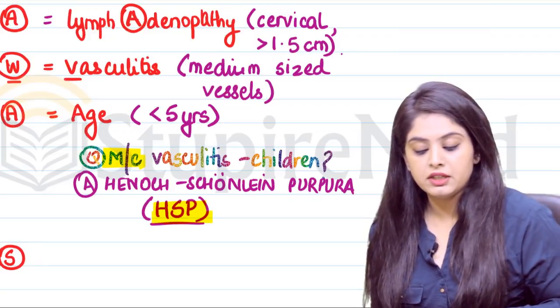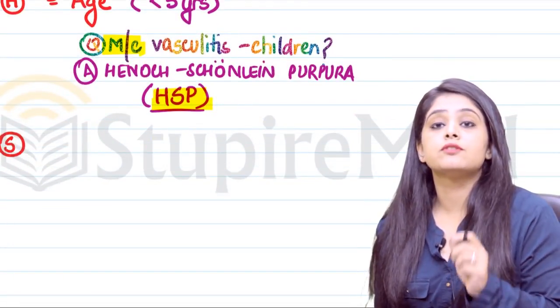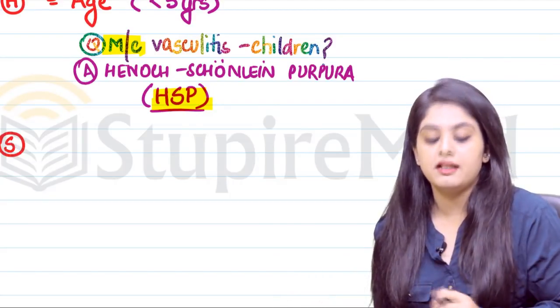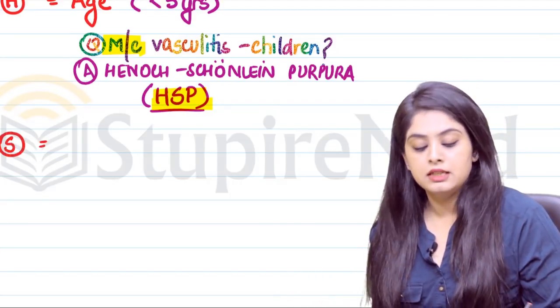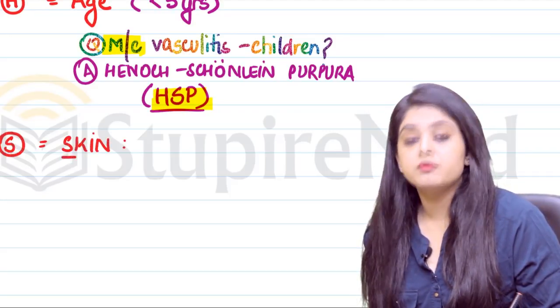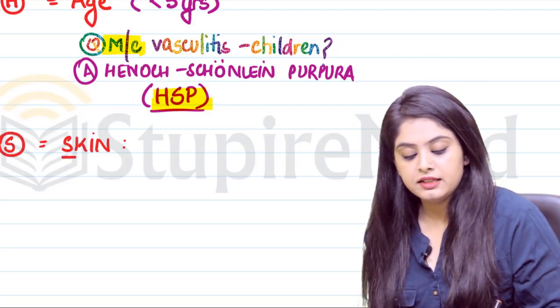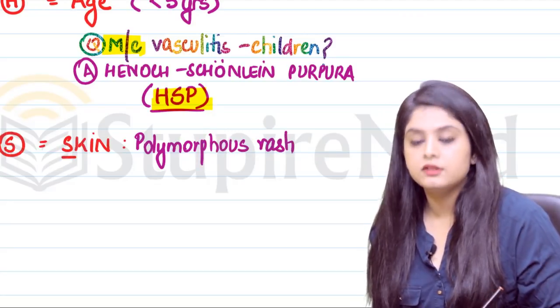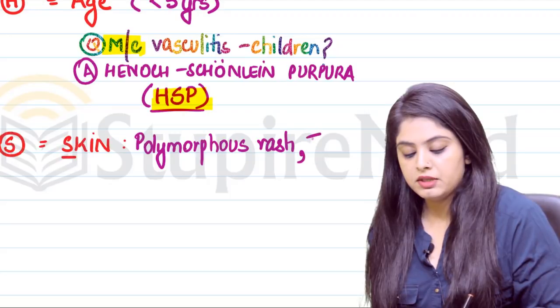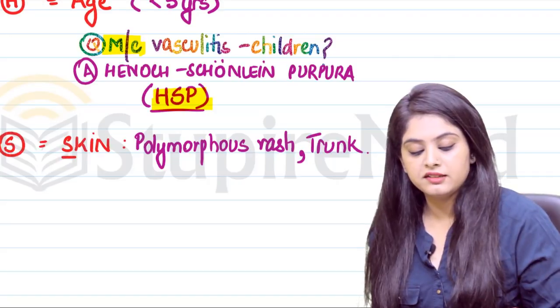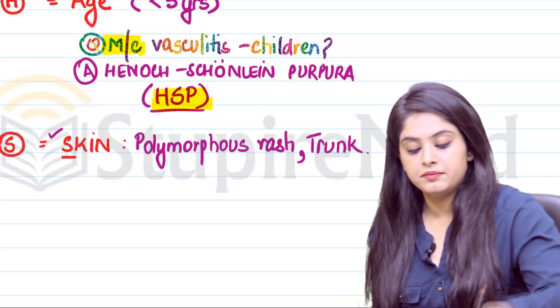Now, this is that particular alphabet of the mnemonic which is very important because a lot of characteristics will be summed up in this particular alphabet. The first one, these children show involvement of the skin, and in the skin they show polymorphous rash. They show polymorphous rash which primarily is seen affecting the trunk. So the first S that we have is the skin.